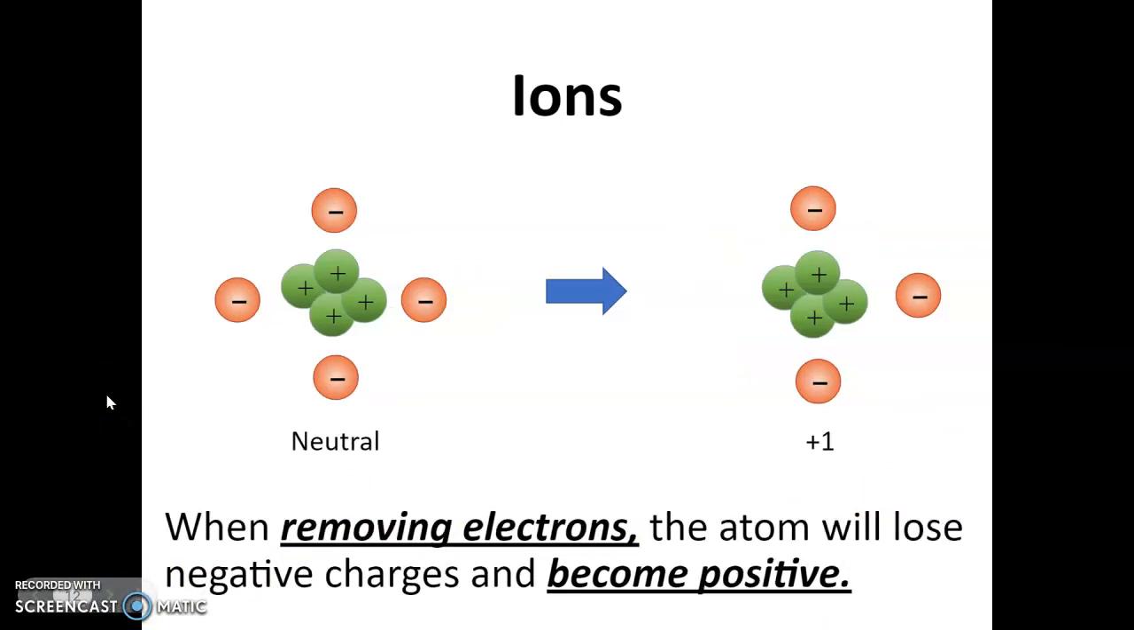When we remove the electrons, the atom will lose those negative charges and become more positive, because if you're taking those electrons away, you're going to have the positive protons in the nucleus outweighing the electrons in the electron cloud, and so your overall charge will be positive. So adding electrons becomes negative, removing electrons becomes positive.